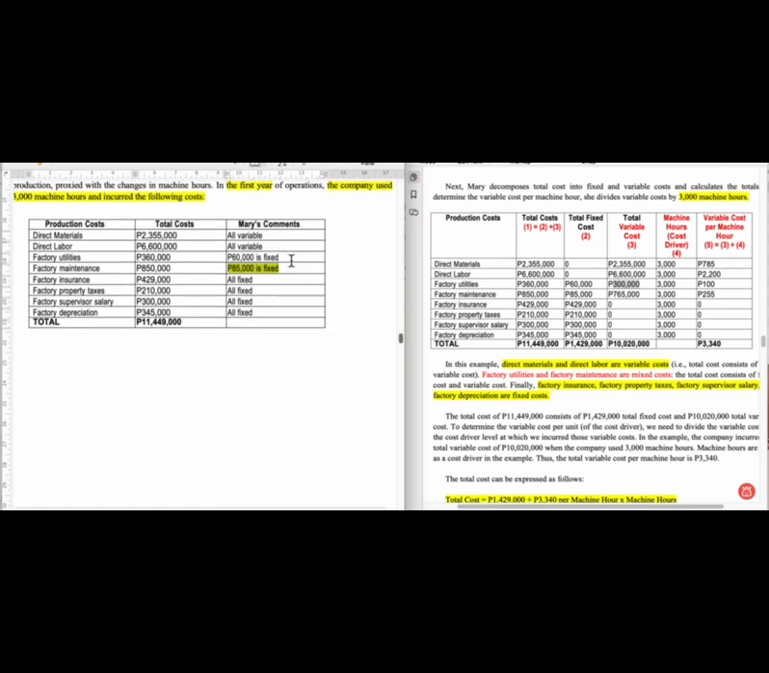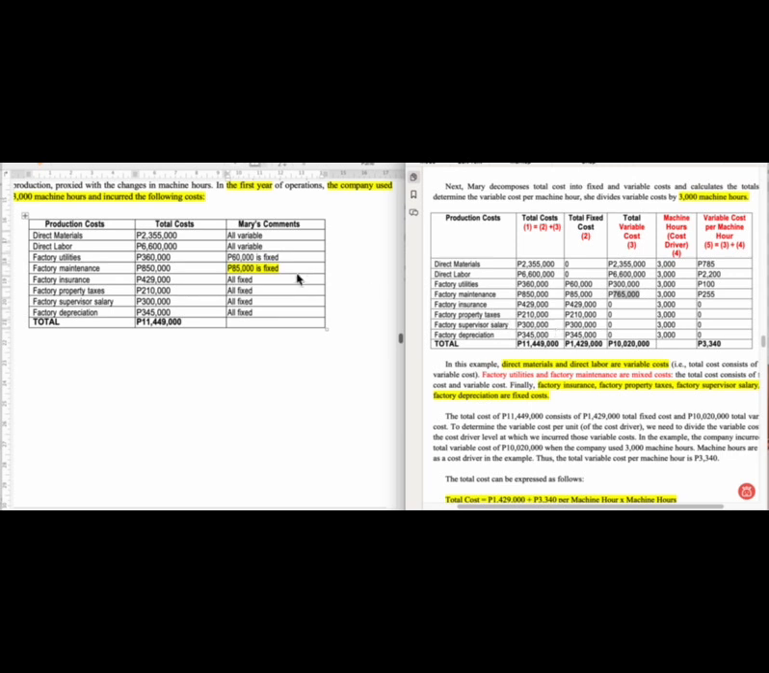So, iyahang factory maintenance would be 85,000 is fixed. How much would be the variable cost? Now, 850,000 minus fixed cost na 85,000. Ilatag ni mga 85,000 diri sa fixed cost na column. Ang nabilin karon na variable is 765,000. Okay, so that's 850,000 minus 85,000 na fixed. Your variable would be 765,000.